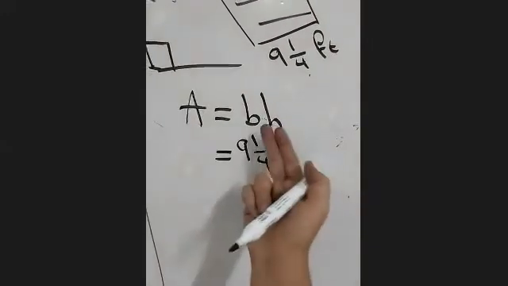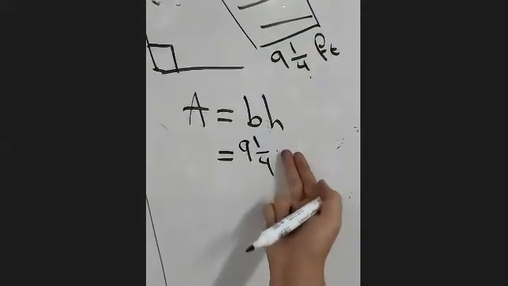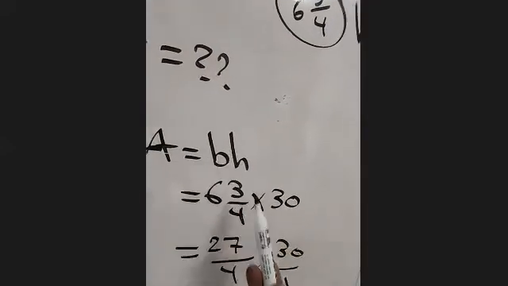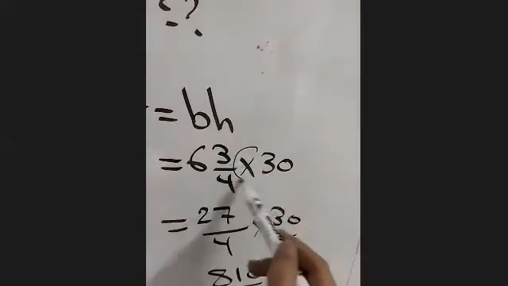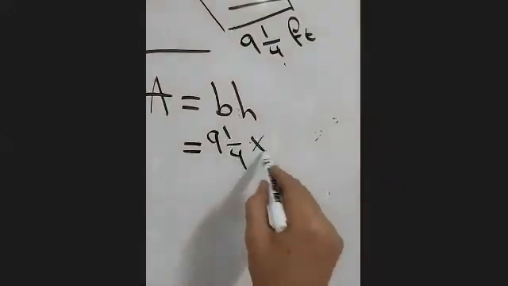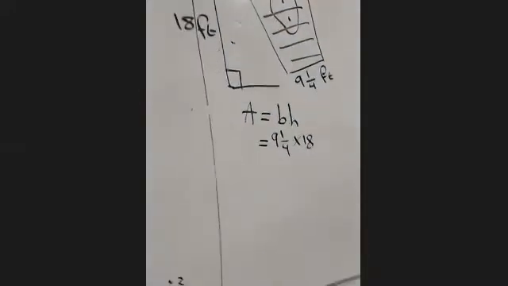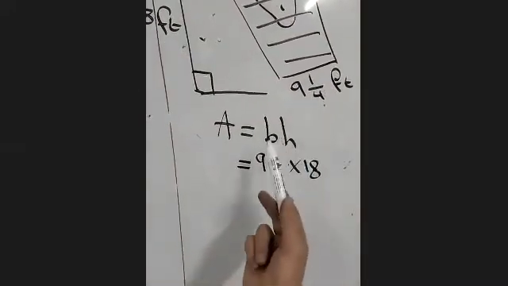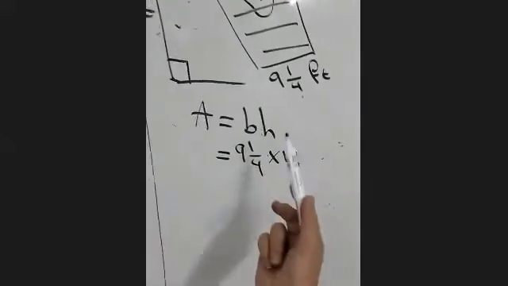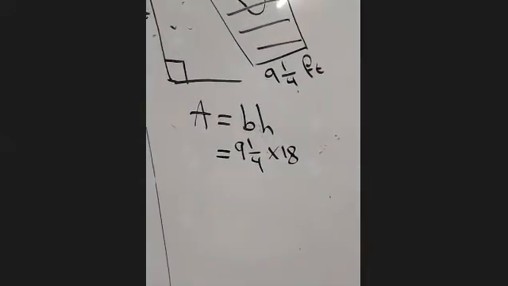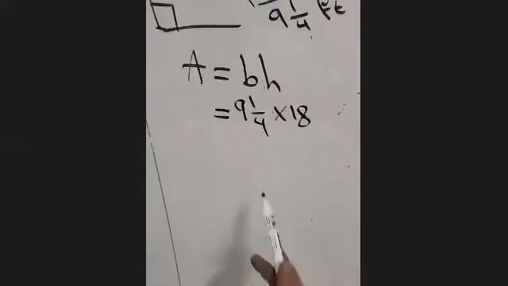If we have nothing between two things, what does it mean in mathematics? We put multiply. Always multiply. 9 and 1/4 multiply 18. It's easy, Rayyan. This is the area. Replace the base by its number, replace the height by its number, and multiply between them. Do you understand? Yes. Now it's easy, we calculate.